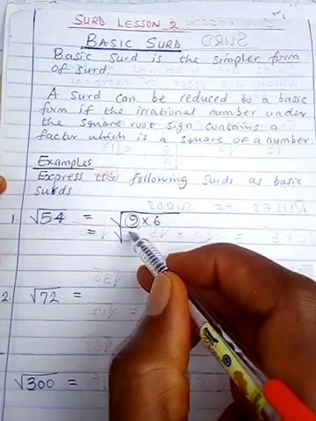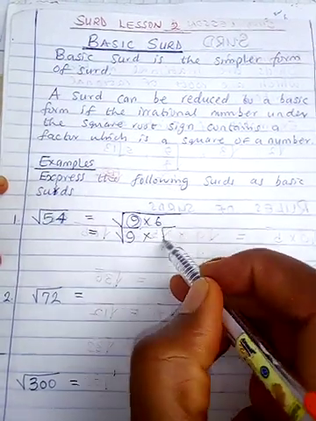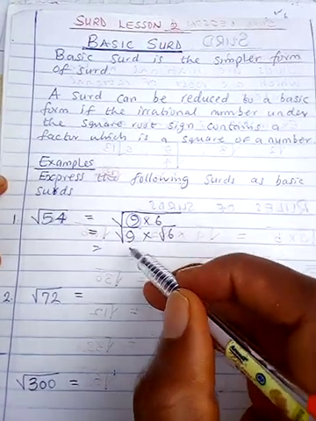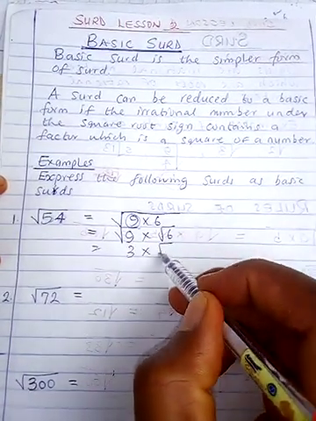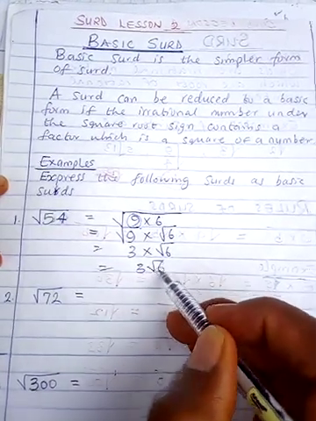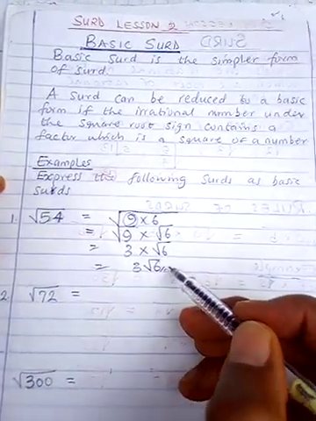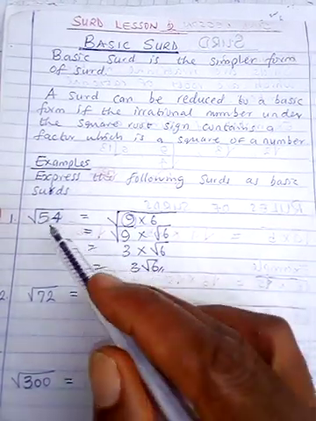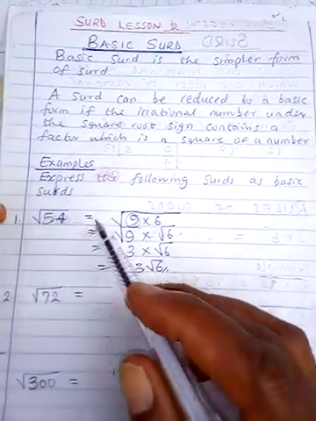So we can now separate this surd. This is going to give us surd 9 times surd 6. Now 9 is a perfect square. That means the square root of 9 is 3. Then multiply it by surd 6. That is going to give us 3 surd 6. This is the simpler form, or the basic form, of this surd. This 3 surd 6 is the basic form of surd 54.